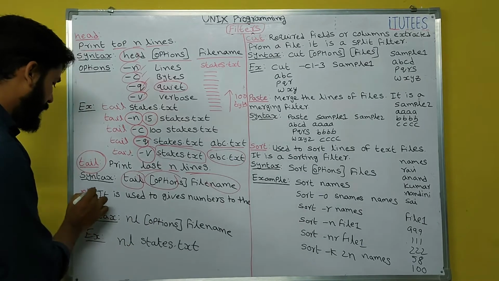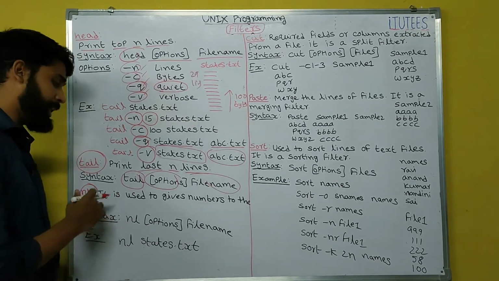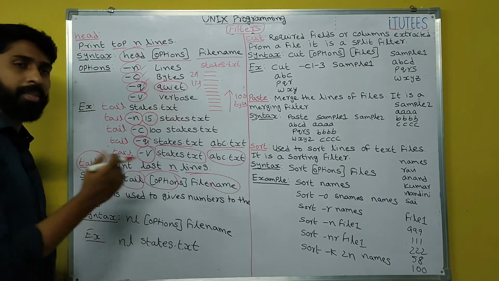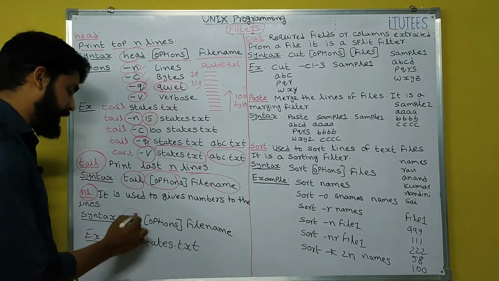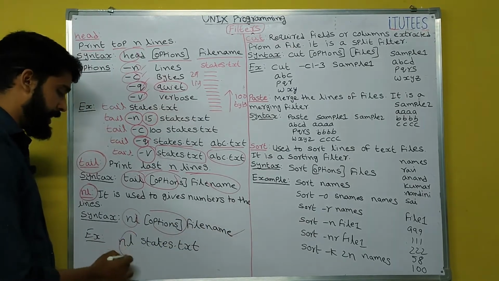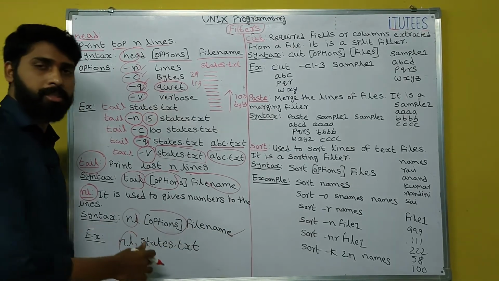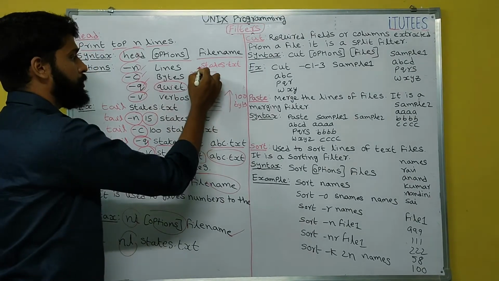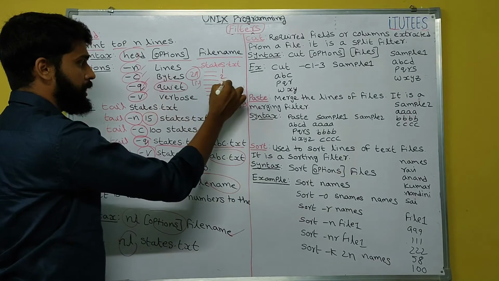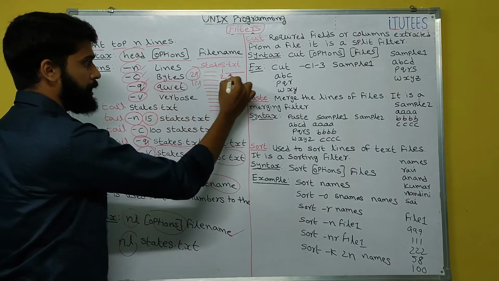Okay. The next command is nl. The nl command is used to give line numbers to each line in the file. The syntax is nl, options, and you give the file name. Example, nl states.txt. This states.txt contains 29 lines. Now each line is displayed with its line number.